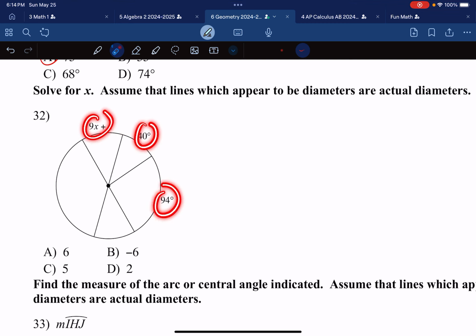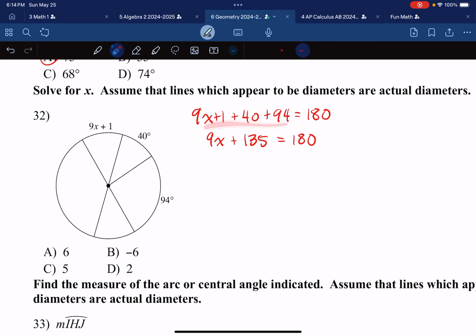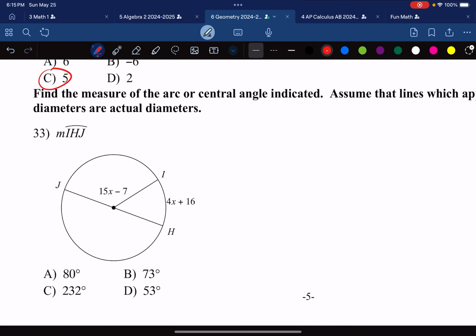So I can create an equation saying these 3 added up, 9x plus 1 plus 40 plus 94. They add up to 180 degrees. I'm going to ignore the units there and just leave them off. All right, so let's combine some like terms. I'm seeing that the 1 and 94 is 95, plus the 40 is going to be 135. So I have 135, and I still have a 9x. That's going to set it equal to 180, so we combined our like terms. From there, we're going to subtract 135. We get 9x is going to be equal to, what is that going to be, 45, and then divide by 9. When I divide by 9, x is going to be equal to 5. Correct answer, C.